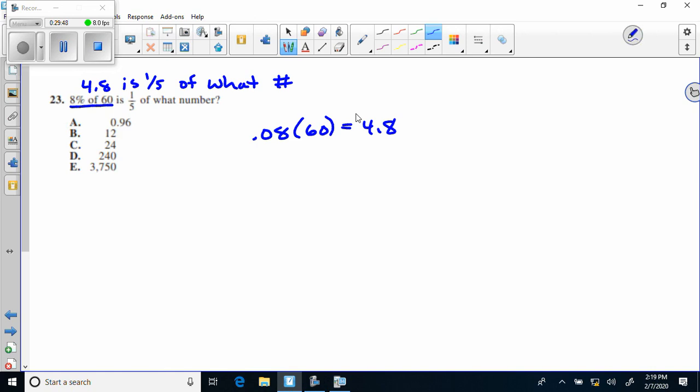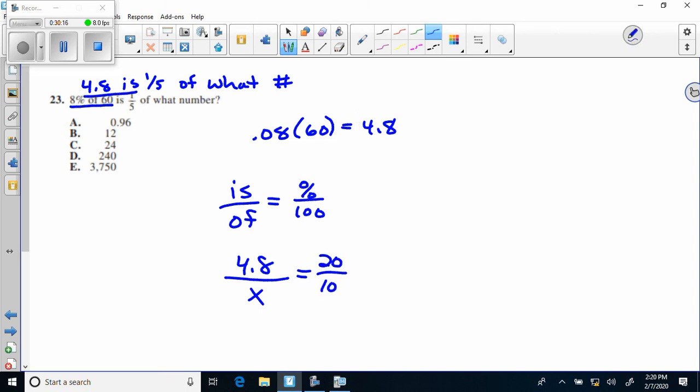And the way I learned it when I was young is is over of equals percent over 100. I don't know if you guys learned it that way or not. So it says 4.8 is, so that's my is. I put it on top of what number, that's my x, because I don't know the of, is equal to percent over 100. Well, 1/5 is 20%, so I can either put 20 over 100, or I could write it as 1/5. 20 over 100 reduces to 1/5.